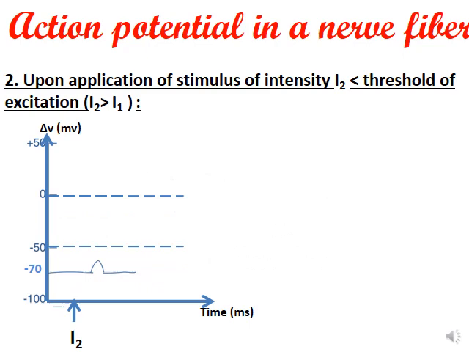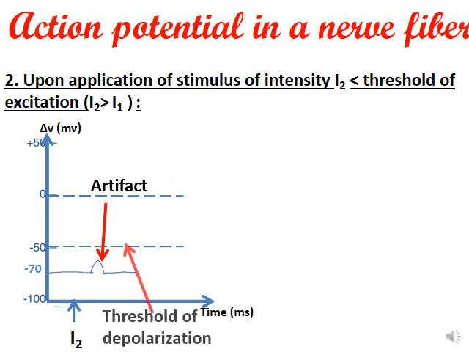In the second experiment, we apply a stimulus of intensity I2. Here I2 is greater than I1, as you see, but it's less than the threshold of excitation.